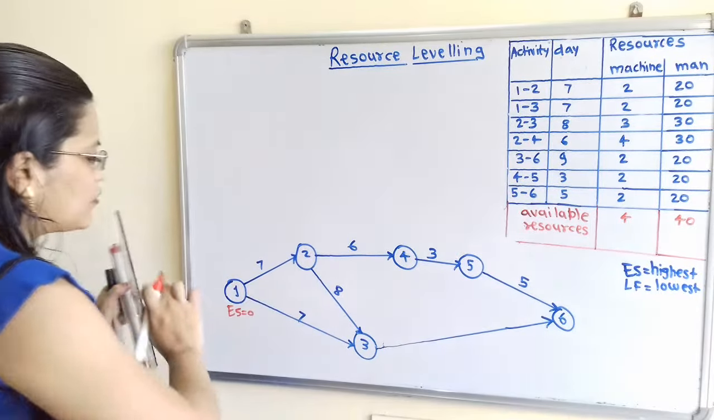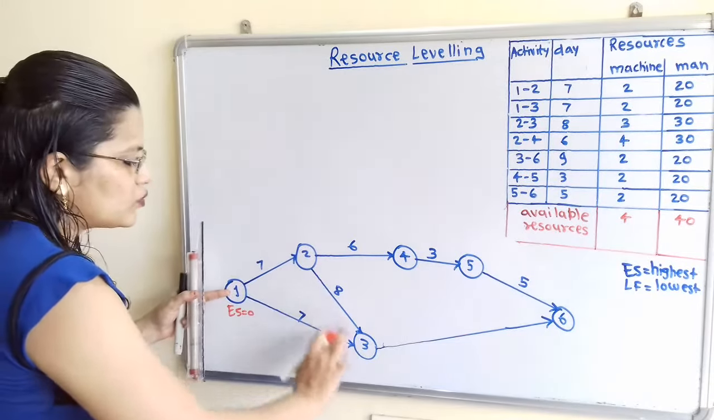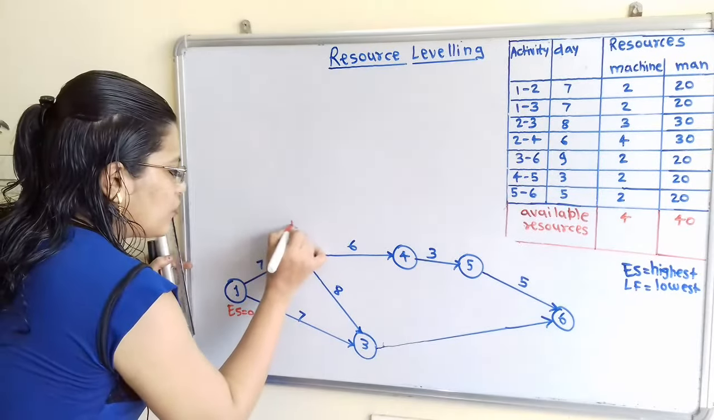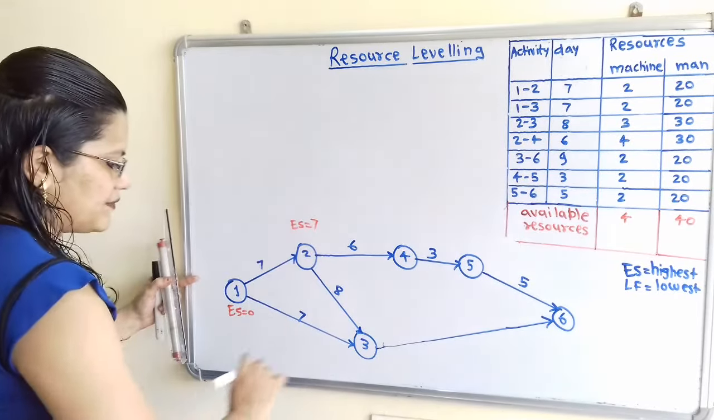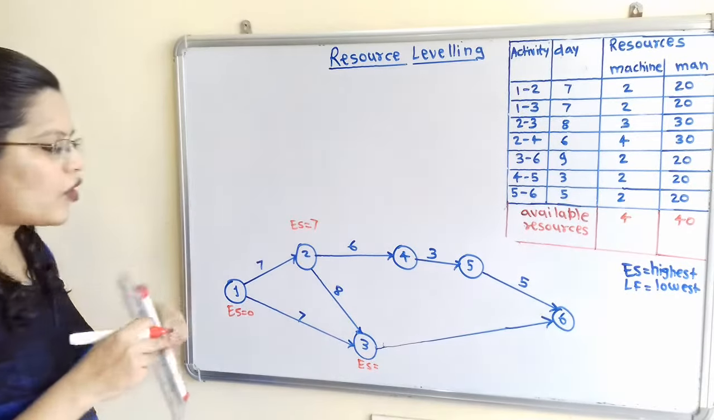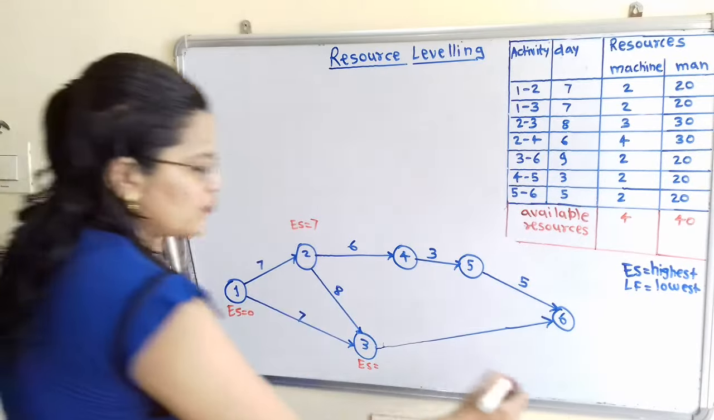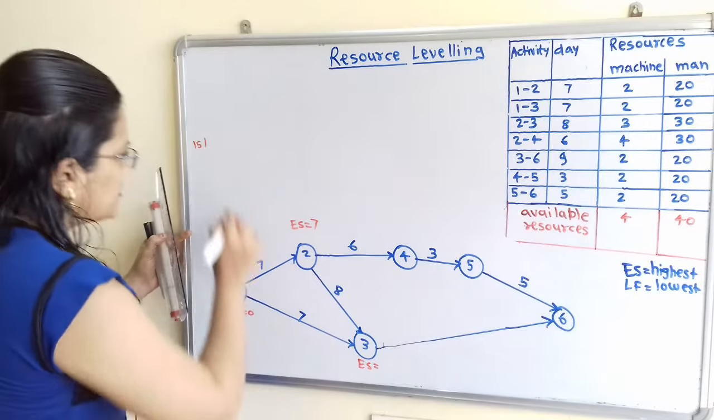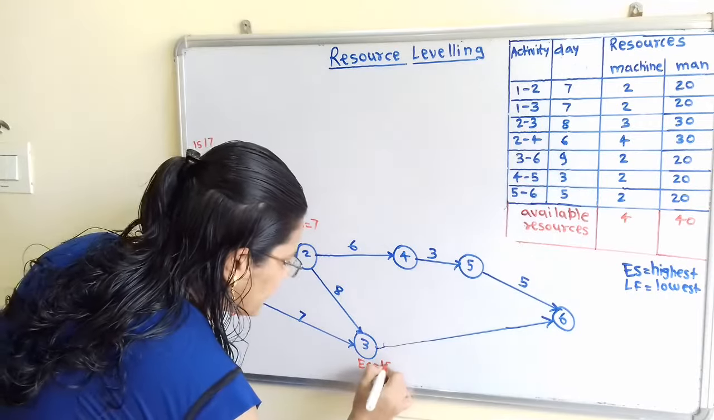Now we will first calculate ES. We move from node 1 to 2, 3, 4, 5 in sequence. What is the value of ES at node 2? 0 plus 7, that is 7. Now at node 3, what is the value of ES? There are 2 options because 2 arrows are incoming. 7 plus 8 is 15, and 0 plus 7 is 7. But we have to choose the highest value, so I will choose 15.